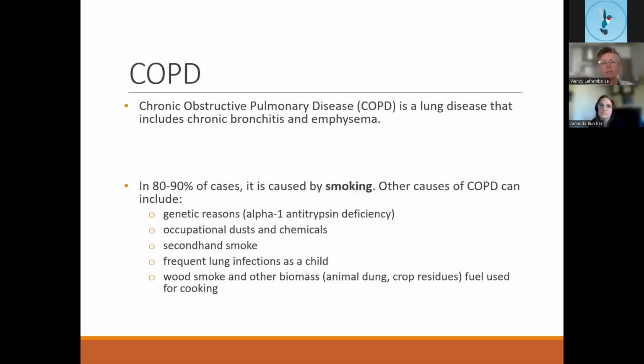So we know COPD is an umbrella term for both chronic bronchitis and emphysema. 80 to 90% of cases are caused by smoking. So smoking is the number one modifiable risk factor for this disease. There are other causes, however, so genetic reasons like an alpha-1 antitrypsin deficiency, most notably seen in the younger patient population, and then occupational dust and chemicals, secondhand smoke, frequent lung infections as a child, and then wood smoke and other biomass fuel used for cooking.